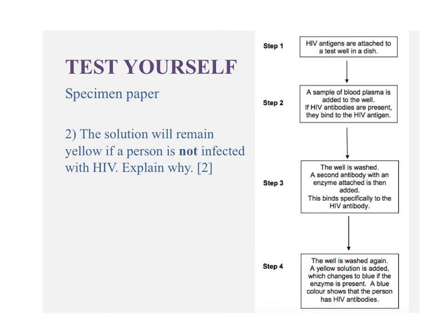Okay, question 2. The solution will remain yellow if a person is not infected with HIV. Explain why. And remember, explain means give reasons for. So give a reason for the fact that the solution will still stay yellow. Pause again, 3 minutes. Get started when you're ready.